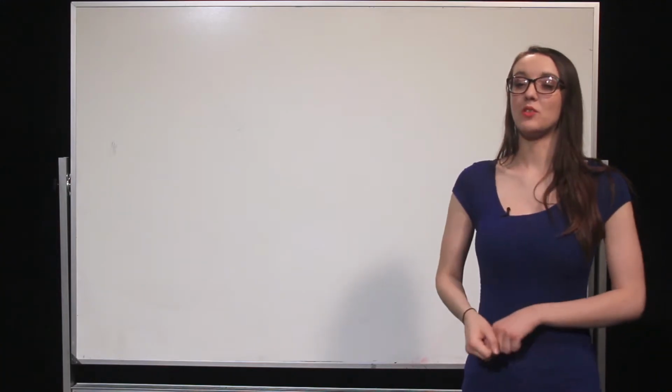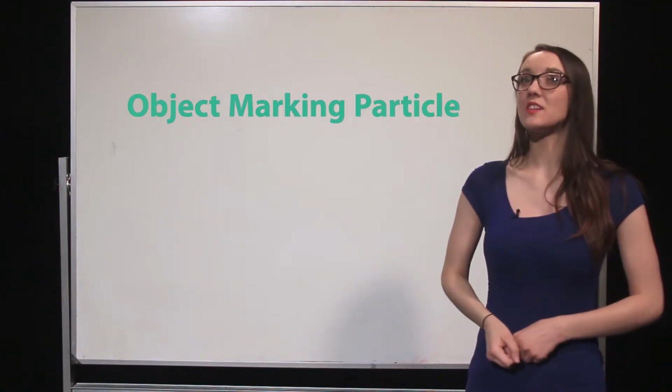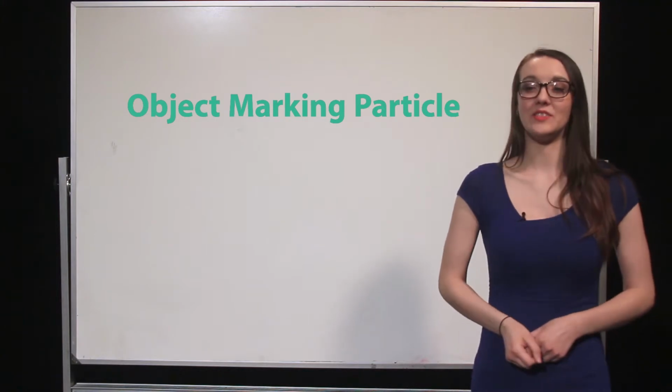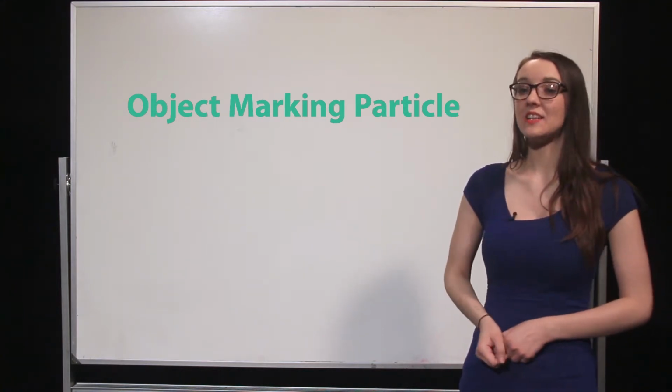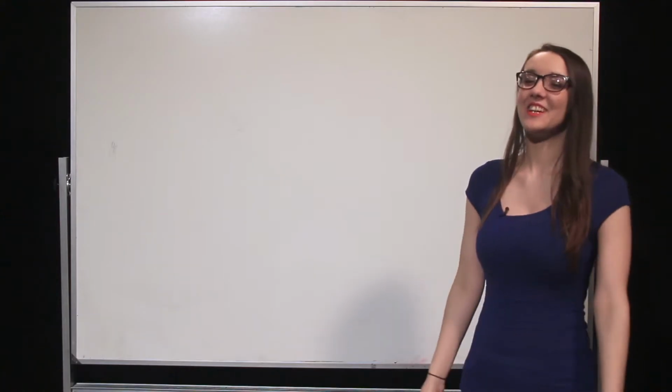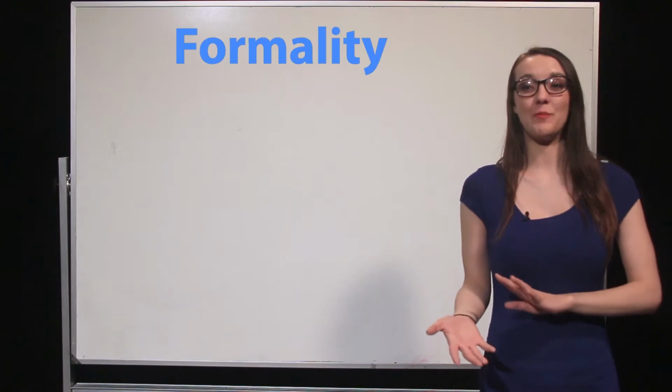The last particle we'll cover today is the object marking particle, which, as the name suggests, indicates the object of the sentence. The rules for this particle are exactly the same as the others. If the subject ends in a vowel, you'll use l, but if the subject ends in a consonant, you'll use ul. In my original example, the object of the sentence was 영화, movies. Therefore, I use the object marking particle l. 영화를 좋아해요.